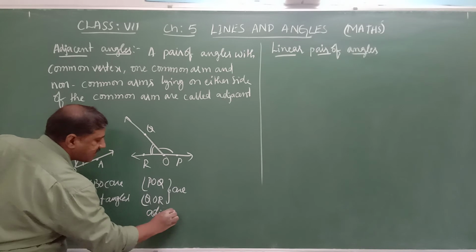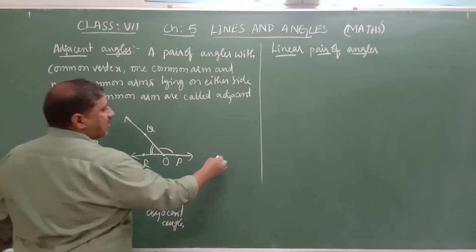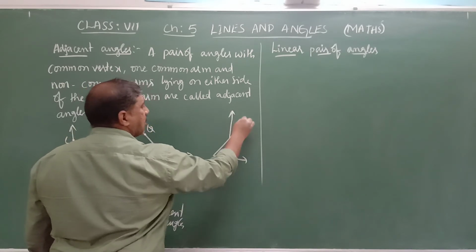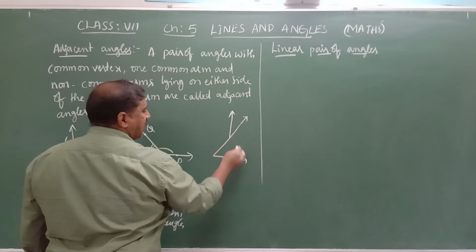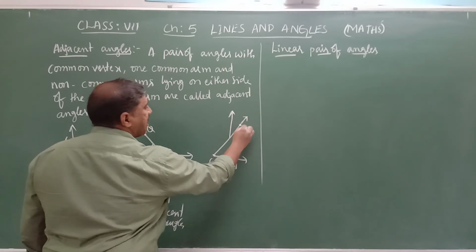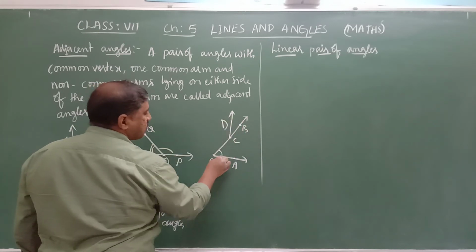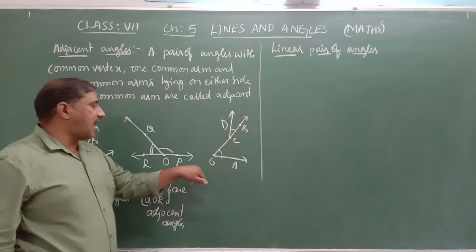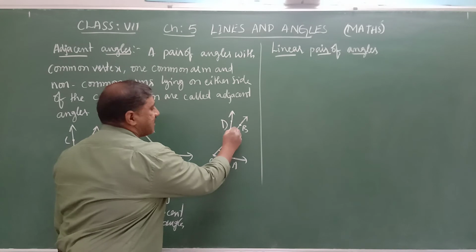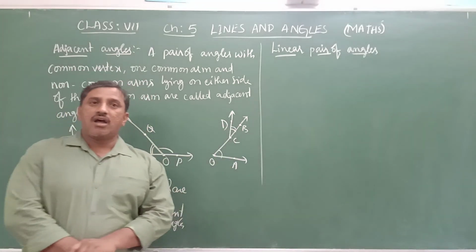They are the adjacent angles. Now we see one more example. Let it be A, O, B, C, and D. Here we have two angles: angle AOB and angle BCD. So what about these two angles? Are they adjacent angles? No.